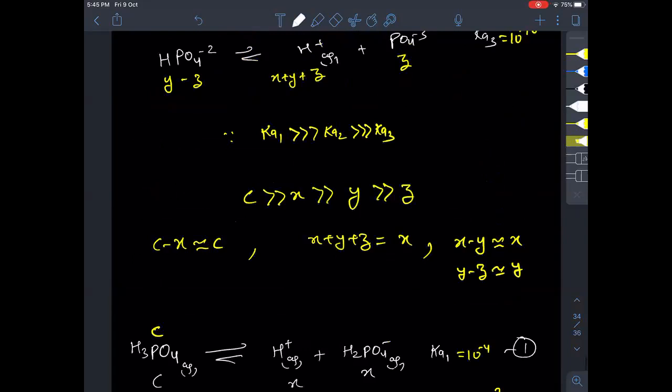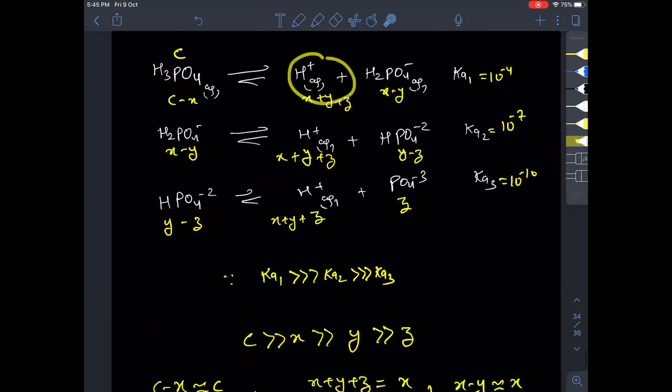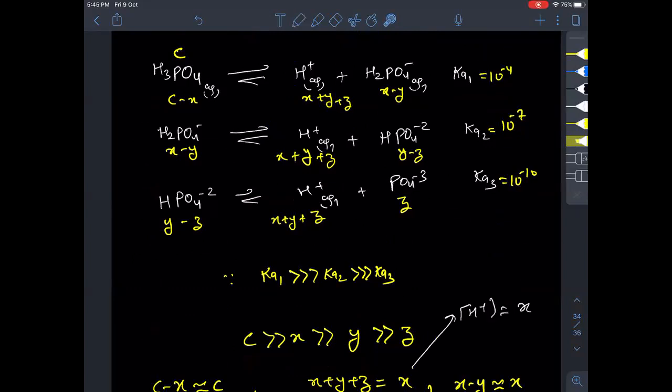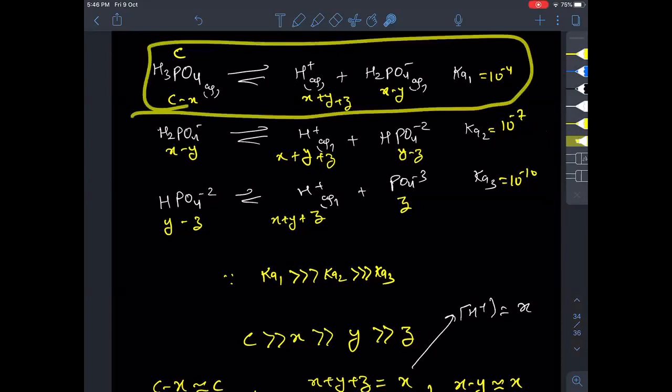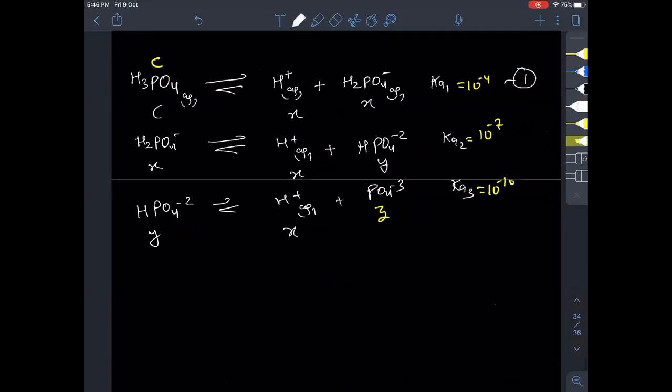One more thing you can understand, because the value of x is far, far greater than y and z. So overall H plus ion concentration is simply x, which is the amount dissociated from the very first reaction. So if somehow the pH is asked for this reaction, don't write even these two. You are supposed to calculate from the very first equation only, because the x value will be far greater than y.